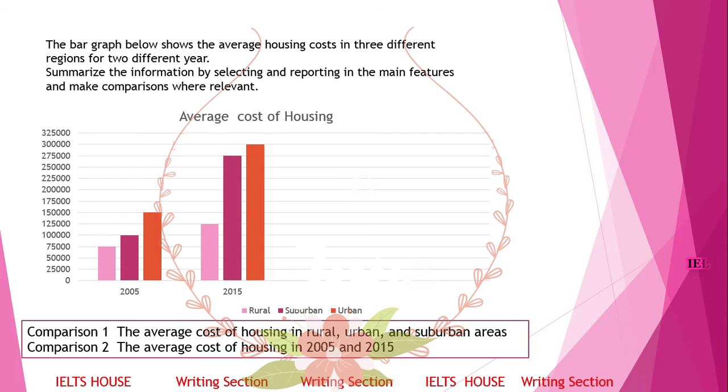It just talks about the average cost of housing in rural, urban, and suburban areas, and the second comparison, the average cost of housing in 2005 and 2015. The bar graph below shows the average housing cost in three different regions for 2 different years. It says, summarize the information by selecting and reporting the main features and make comparisons where relevant.